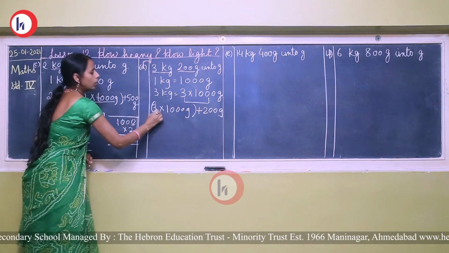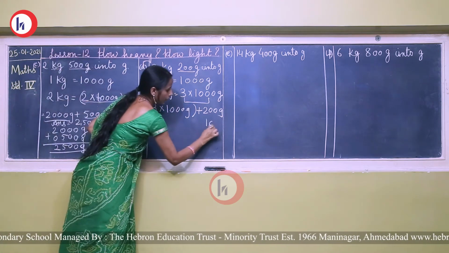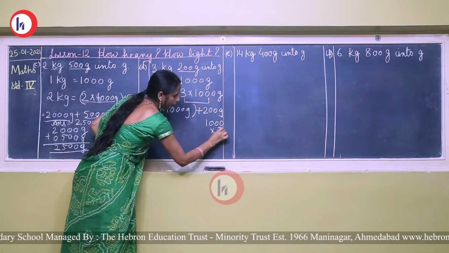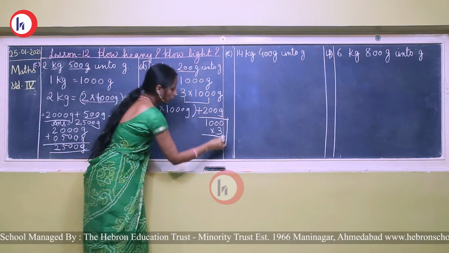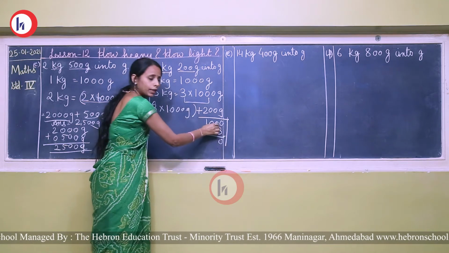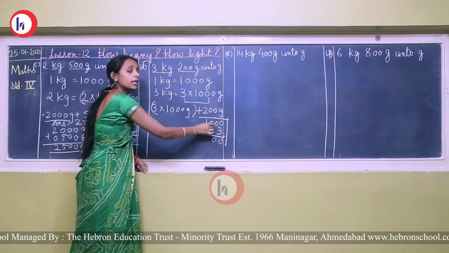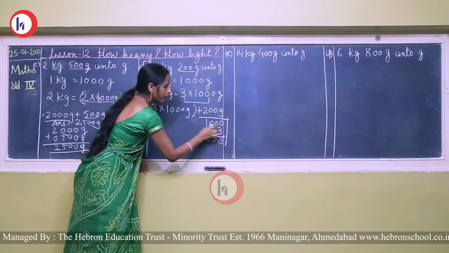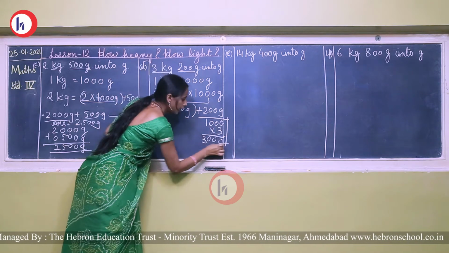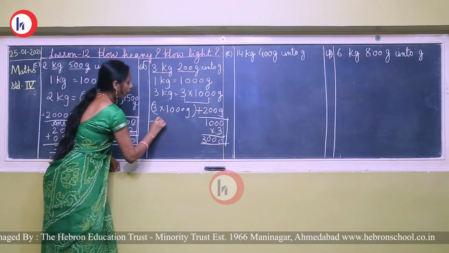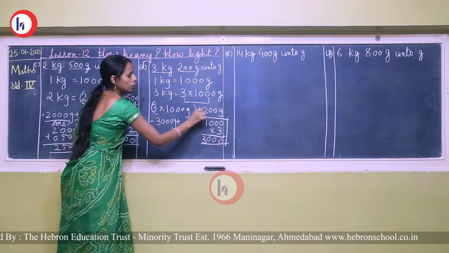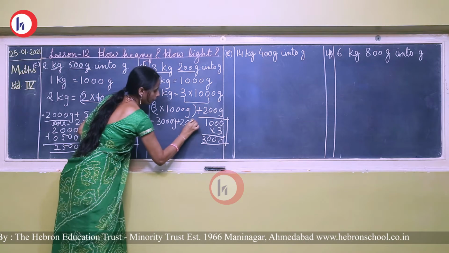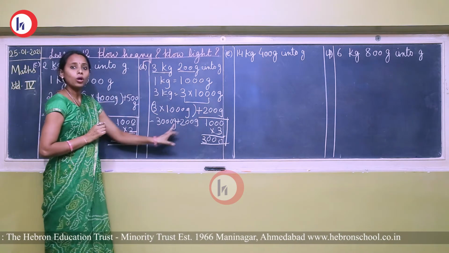Now 3 multiplied by 1000, 1000 multiplied by 3. Okay, 3 multiplied by 0, that is 0. 3 multiplied by 0, 0. 3 multiplied by 0, 0, and 3 multiplied by 1 is 3. Okay, so answer is 3000 gram plus 200 gram. अब इसको इन दोनों को ऐड करना है.